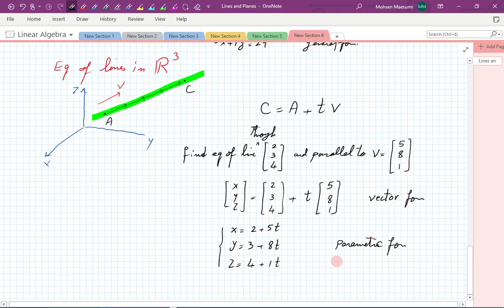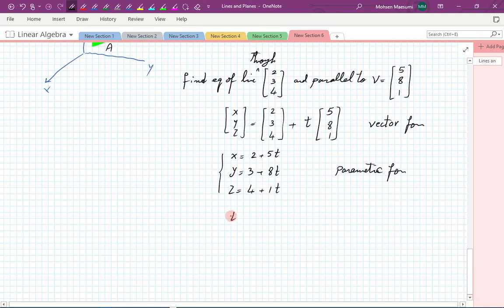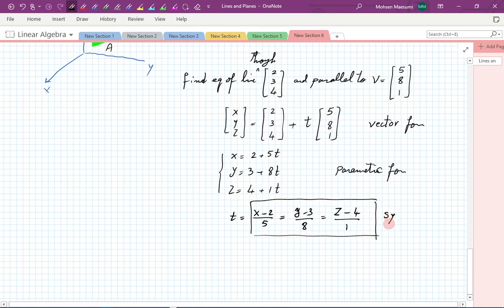If you want a symmetric form, calculate t from all of these things, set them equal to each other. So t becomes (x minus 2) over 5, (y minus 3) over 8, (z minus 4) over 1, and they just don't mention the t anymore because it's not playing much of a role. This is going to be called symmetric form. Now, of course, you can cross multiply and write it as two separate equations. That's just as well, one more form.